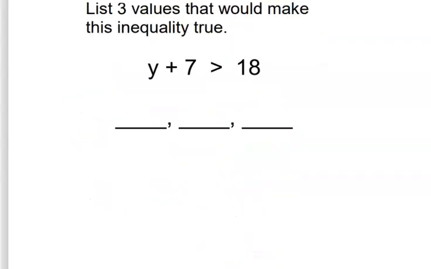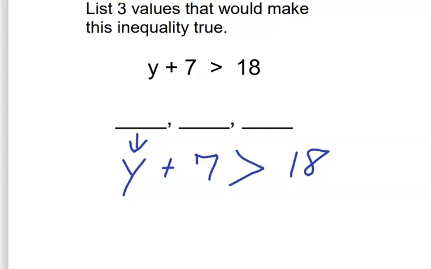List 3 values that would make this inequality true. All right, so we have y plus 7 is greater than 18. So we have to get this y by itself over here, and the only other thing on the left side of the inequality is the number 7. So we have to subtract 7 because we have addition.